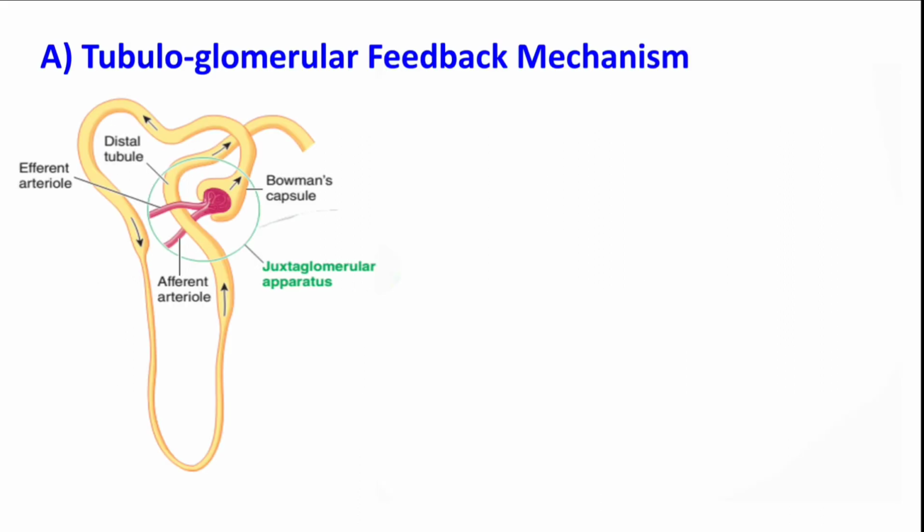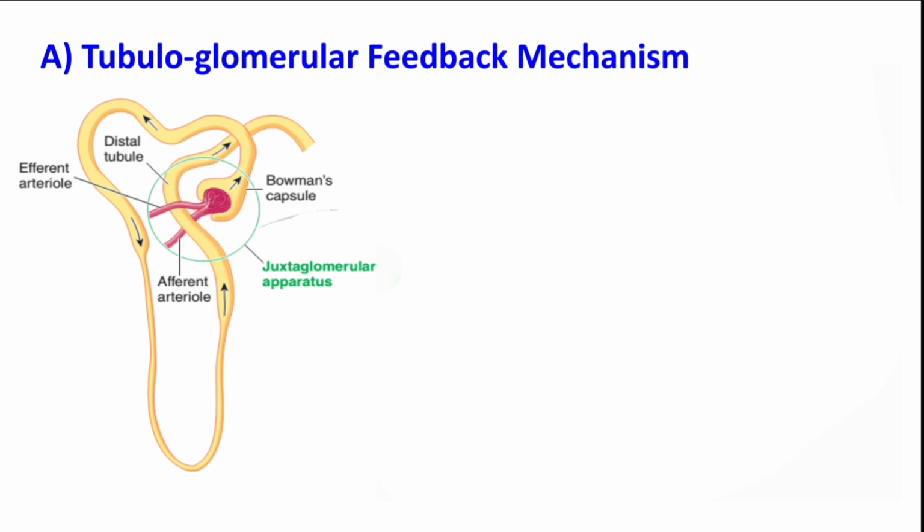First of all, we will explain the tubulo-glomerular feedback mechanism. So this mechanism is dependent upon the juxtaglomerular apparatus. This apparatus is located near to the glomerulus. Juxta means near, so juxtaglomerular means near to the glomerulus. As you can see here, this is the glomerulus, this is the Bowman's capsule, and this apparatus is located here.